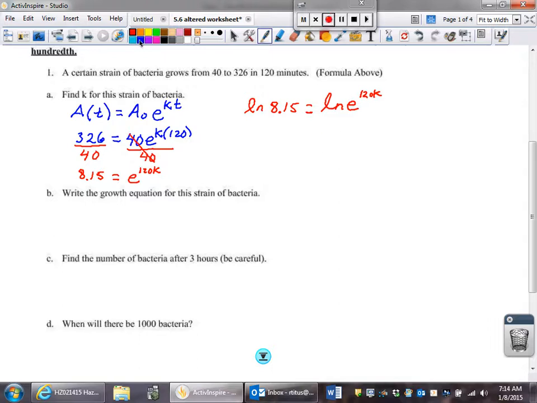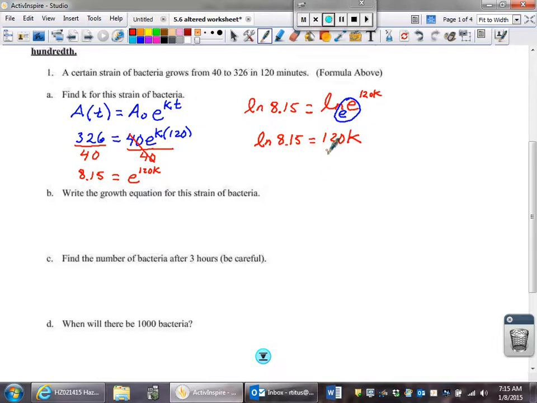The reason we're using natural log, because there's an E here, is that natural log also has a base of E. And you have a property that says if these bases match, then the answer to this natural log is 120K. It's the exponent, whatever is left up there in the exponent area. So the natural log of 8.15 is equal to 120K. That's using one of your property rules: if the bases match, the answer is up here in the exponent.